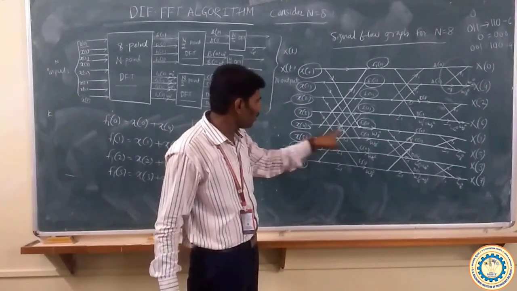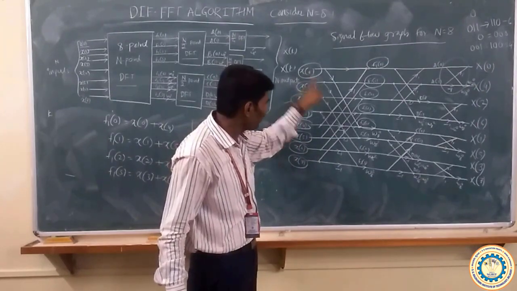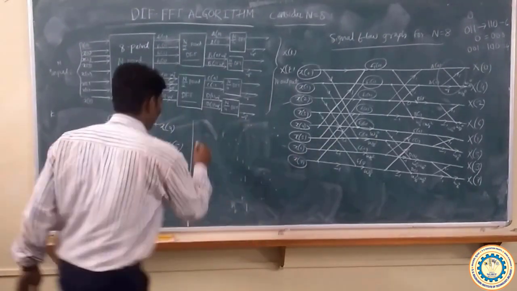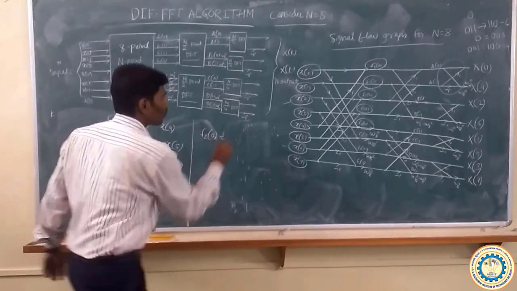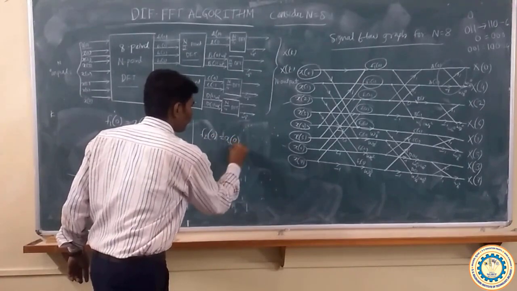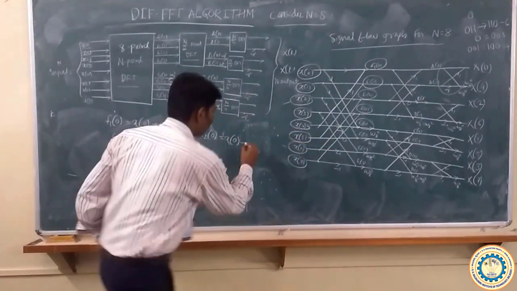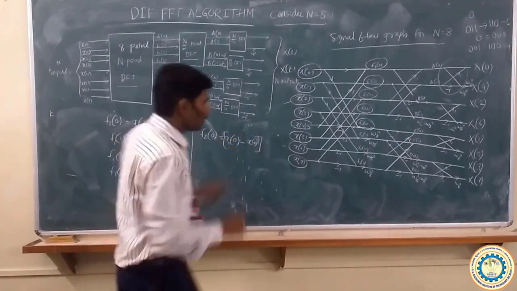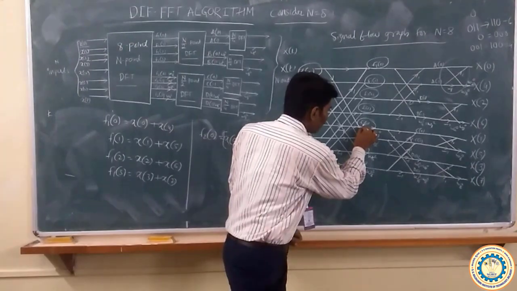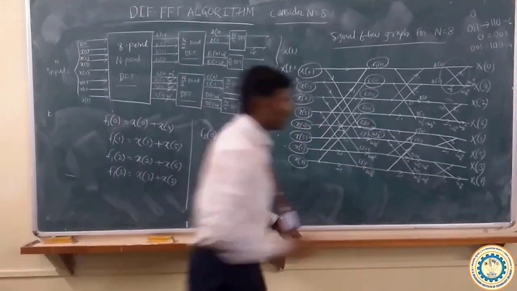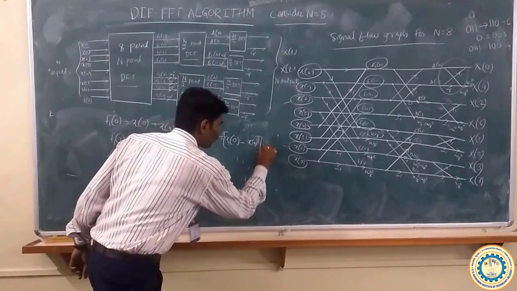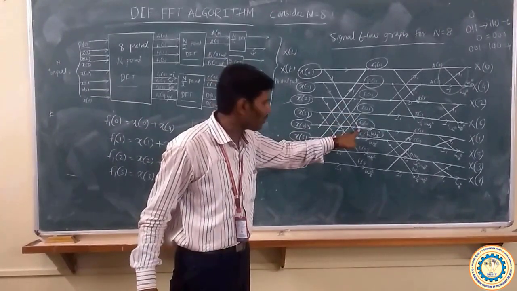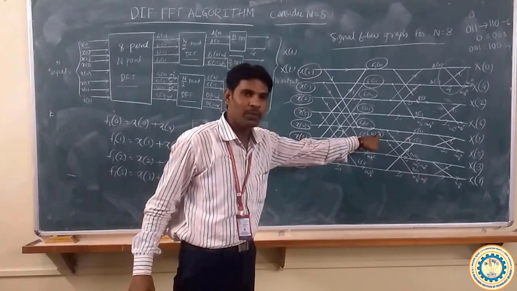We multiplied with minus 1, it will become minus x of 4. So if we add these two, it will become x of 0 minus x of 4. So I can write it as f2 of 0 is equal to x of 0 minus x of 4, and see here, this f2 of 0 later will be multiplied with w8 raised to 0. So here we are supposed to write w8 raised to 0, because f2 of 0, after summing, will be multiplied with w8 raised to 0.